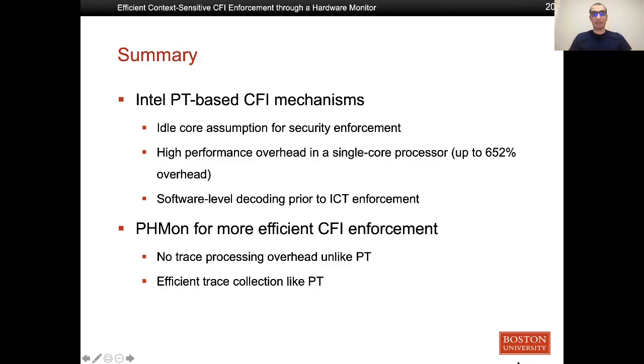In summary, Intel PT-based CFI mechanisms assume that there will always be idle cores that can be dedicated to security, and in this work we show that when there is no idle core in the system, the performance overhead increases drastically, up to 650%, and the main reason why we observe this increased performance overhead is the software-level decoding of PT. And to get rid of software-level decoding, we leverage a hardware feature called PHMon, which can efficiently collect the traces without incurring trace processing overhead, unlike PT.